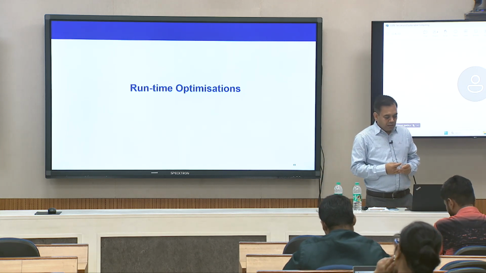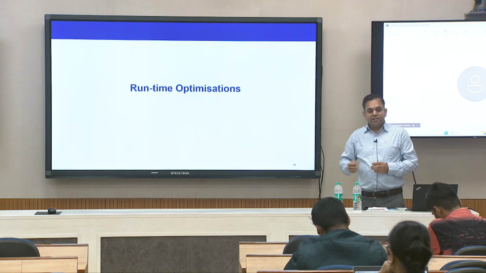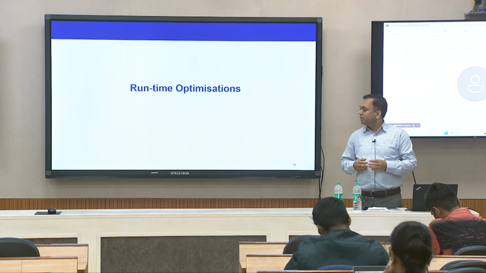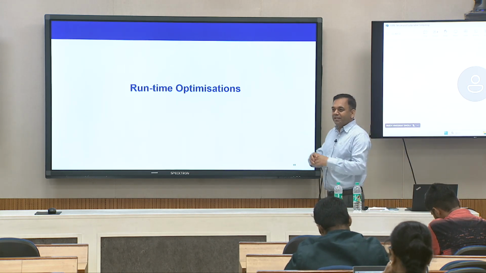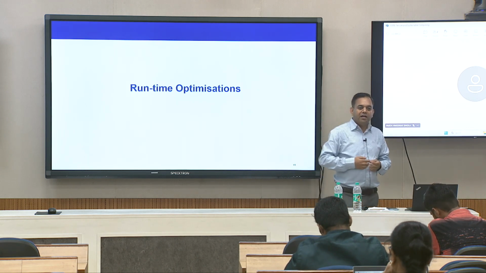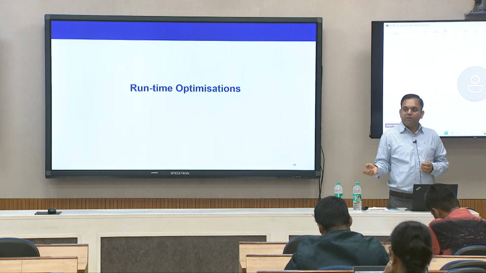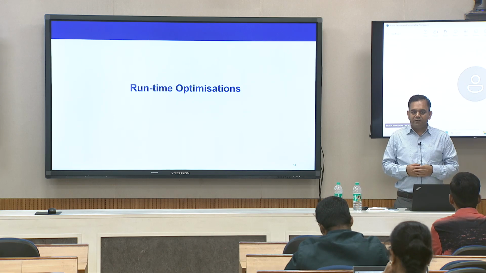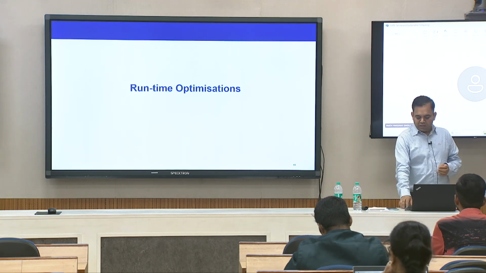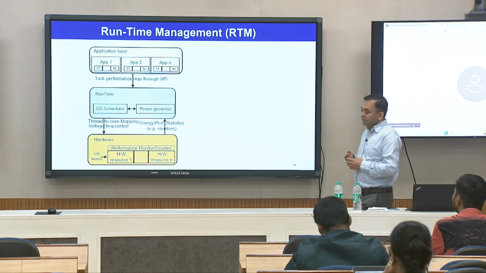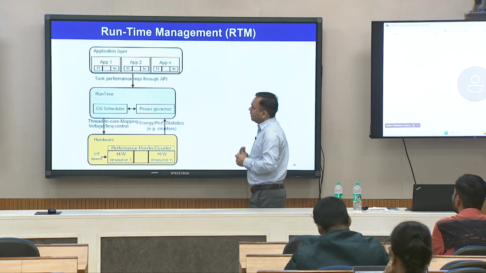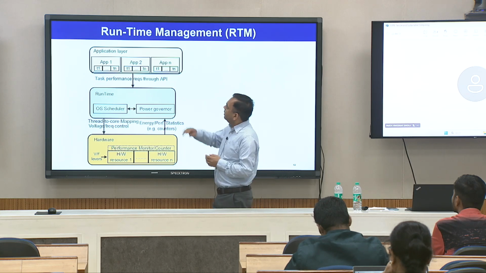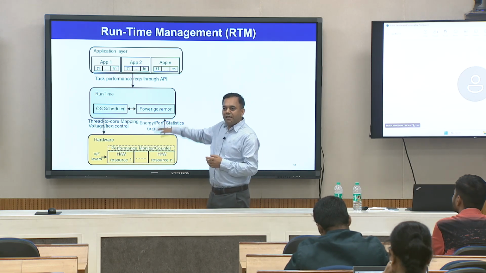Okay. Now the next thing I said, the whole resource management can also be in the form of runtime optimizations. This is the kind of situation where things are changing a lot. Like I said, in our smartphone, different applications are running at different times. So then runtime is typically better. Okay. How is this done? In all the devices, we typically have this 3-layered architecture.